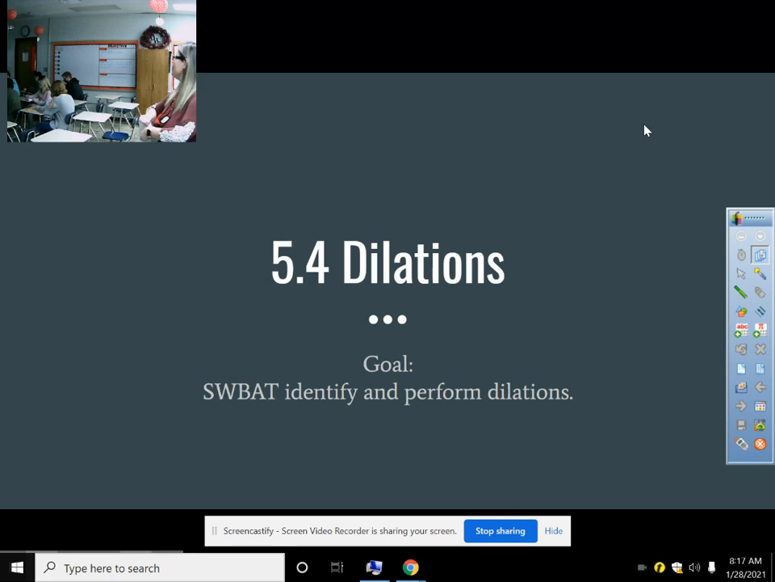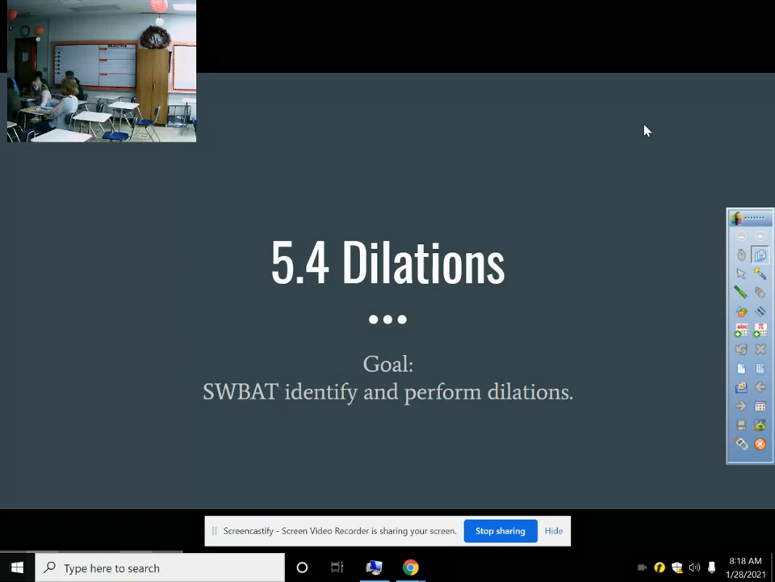Someone said your eyeballs dilate. What does it mean for your eyeballs to dilate? They can get bigger, or if it's really bright, they get smaller. They get bigger when it's dark because they're trying to take in more light to see. But in the daytime, they get smaller because there's too much sun and you don't need as much light to see. So that's the same thing in geometry. A dilation is something getting bigger or something getting smaller. That's why it's called a dilation.